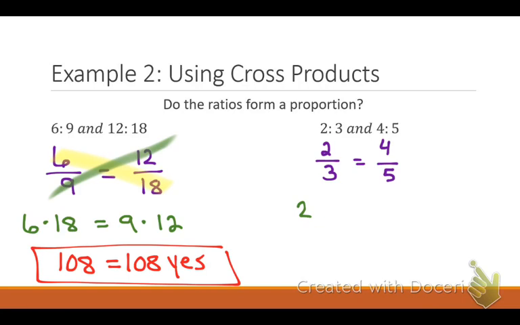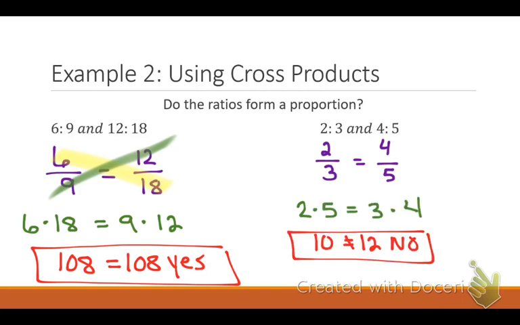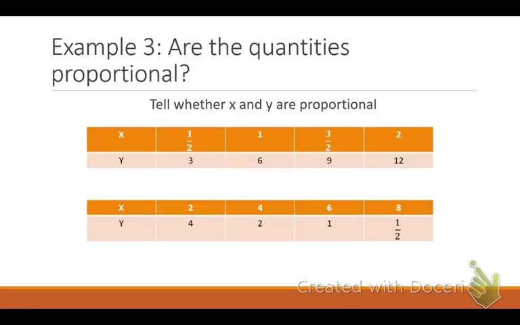So 2/3 to 4/5. Well, what's 2 times 5? 10. What's 3 times 4? 12. No. So cross products, again, is a really easy way to tell whether or not two ratios form a proportion. Now, this should look familiar to you.